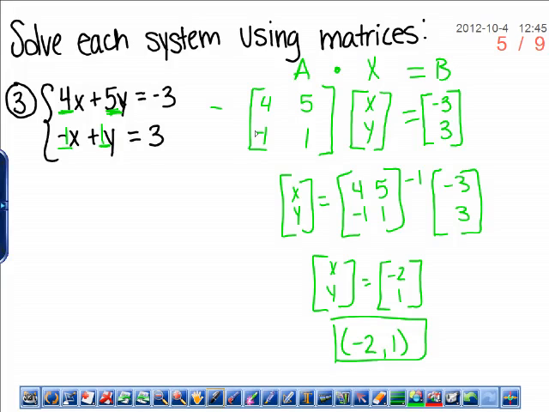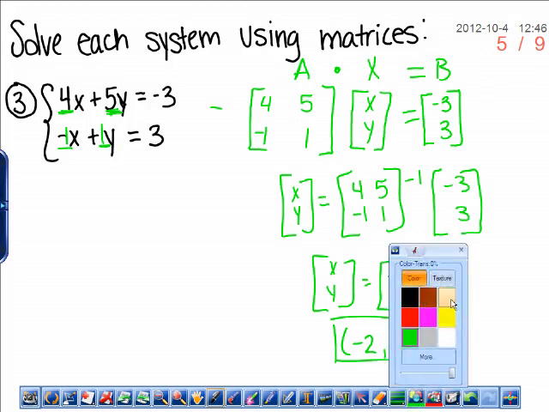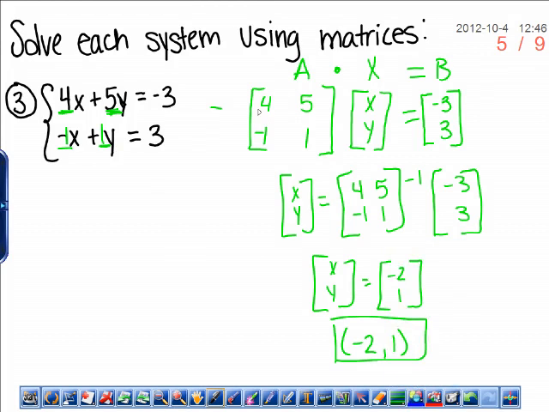Think about matrix multiplication for a second. You don't have to write this down, I just want to show you something. If I were to multiply A times X, A is a 2 by 2 and X is a 2 by 1. Am I allowed to multiply those? Yes. And my solution is going to be a 2 by 1.